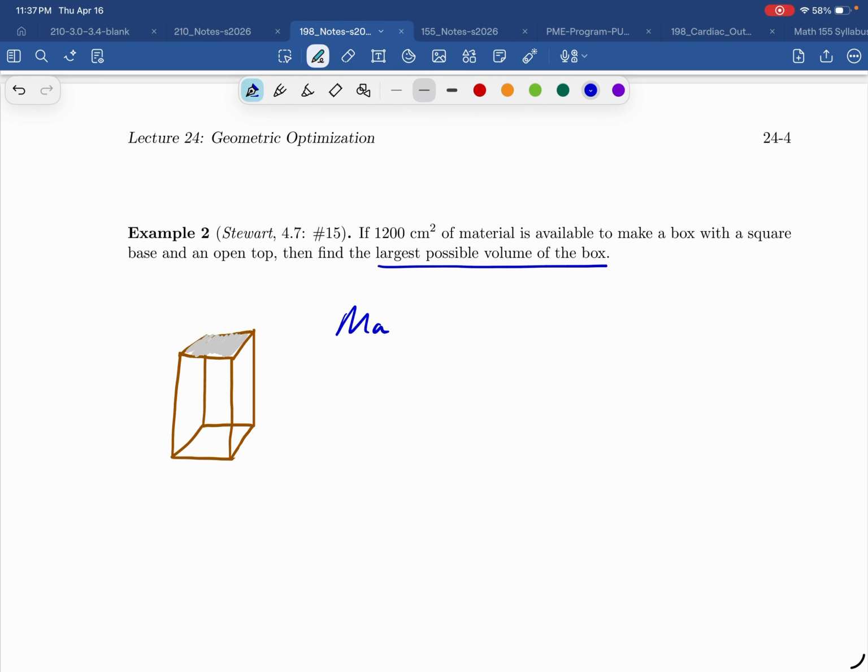All right, so what are we trying to do? We want to maximize the volume. Well, if we let this be S, we know that the bottom has a square base, so it's S and S on the bottom. And I'll call this H for height. So we have volume equals S squared H.